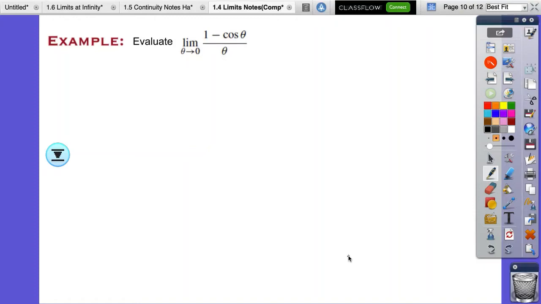Cosine theta over theta. We can actually use that limit we already know, sine theta over theta is equal to 1. We just have to manipulate this. The way we're going to do this uses a Pythagorean identity of trig: sine squared of theta plus cosine squared of theta is equal to 1.